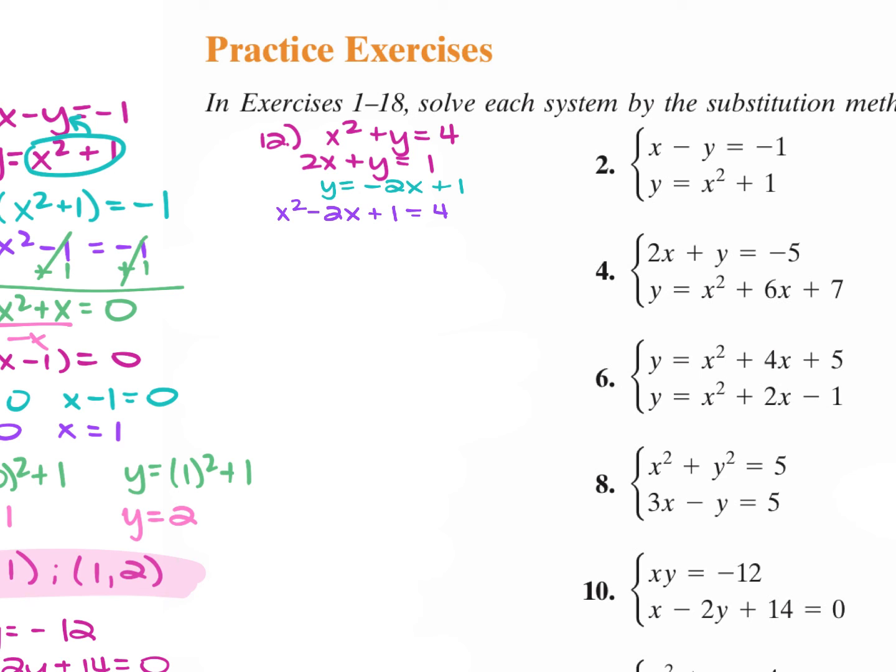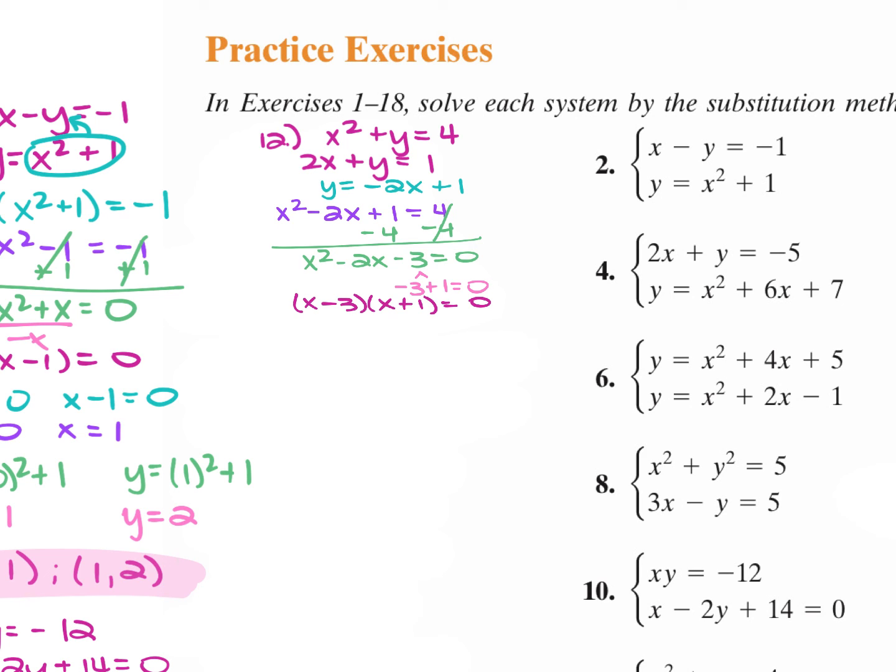Because we have the x squared, you want it equal to 0, not 4. So move your 4 over, subtract it from both sides. You get that x squared minus 2x minus 3 is equal to 0. So from here, do the same that you did with the other one. Find your factors of the negative 3 that add up to be negative 2. That would be negative 3, positive 1. So this factors to be (x minus 3) times (x plus 1) is equal to 0.